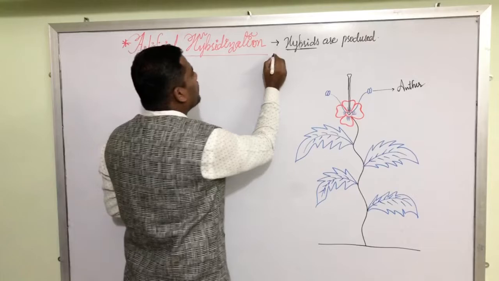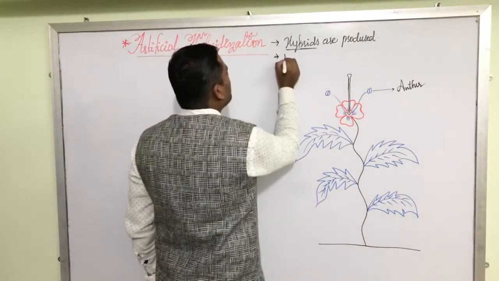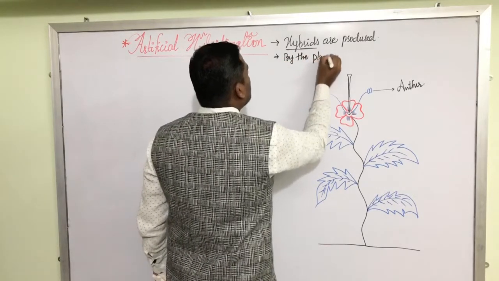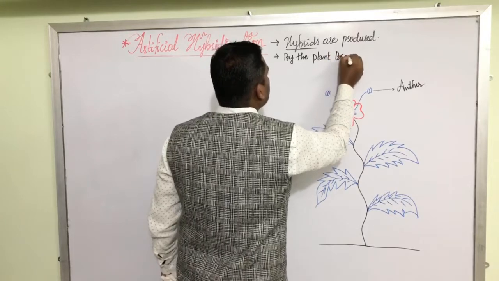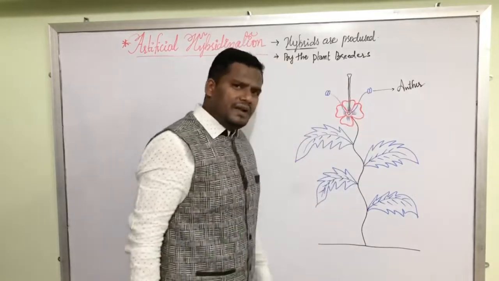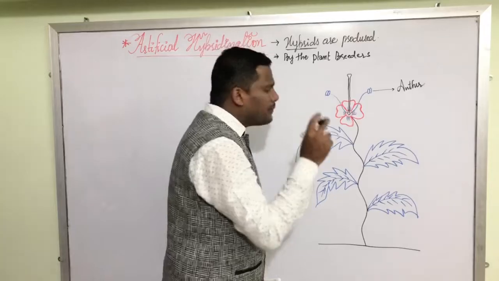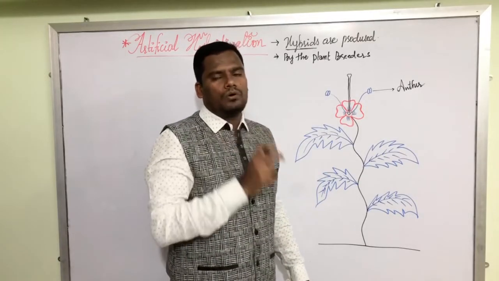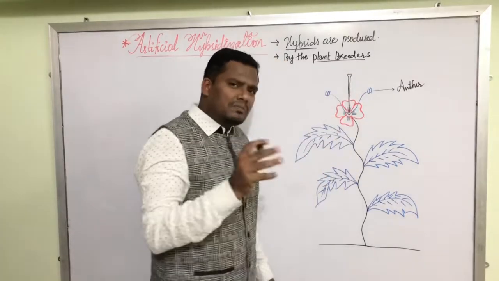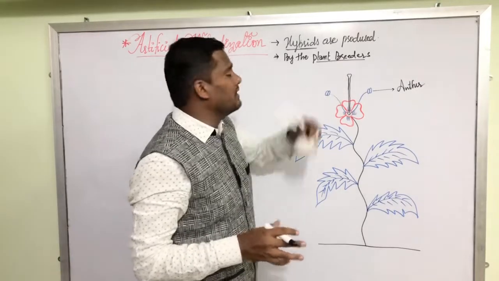This hybridization process is widely practiced by plant breeders. Who are the plant breeders? Plant breeders are the scientists who are involved in improving the plant quality or variety, improving the variety of a plant. Such scientists are called plant breeders.